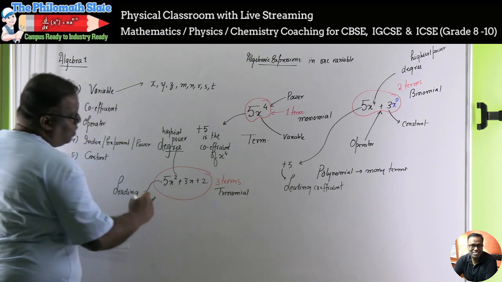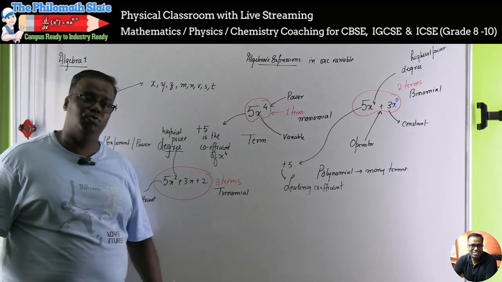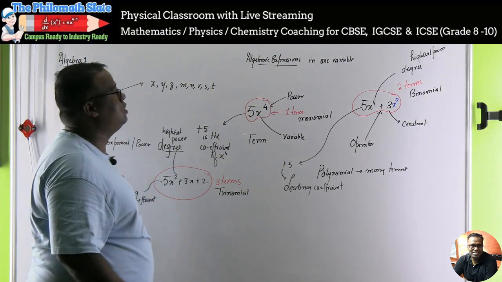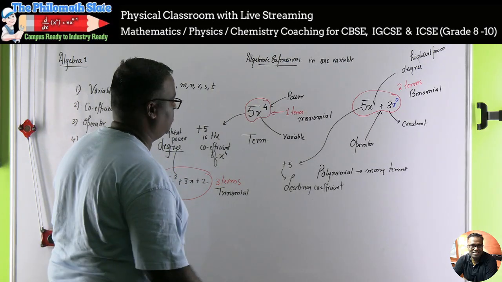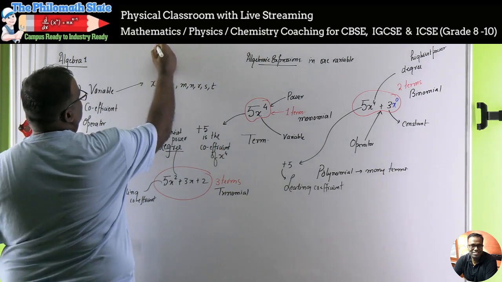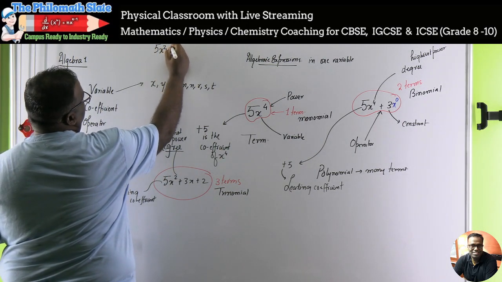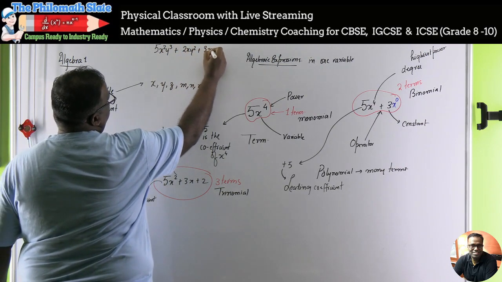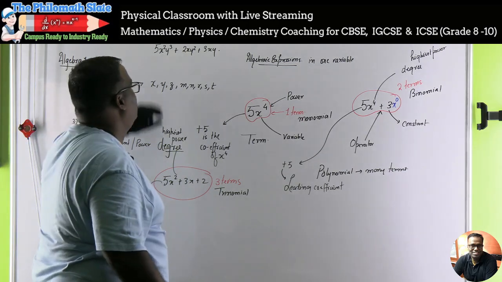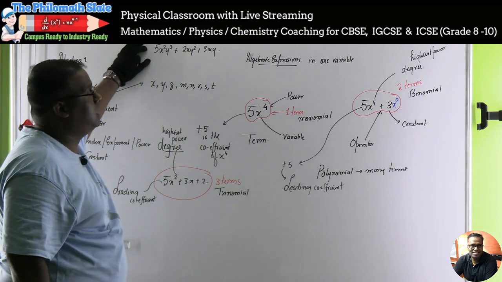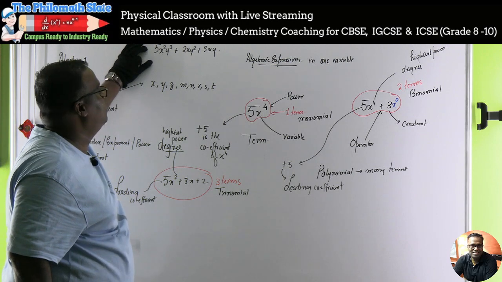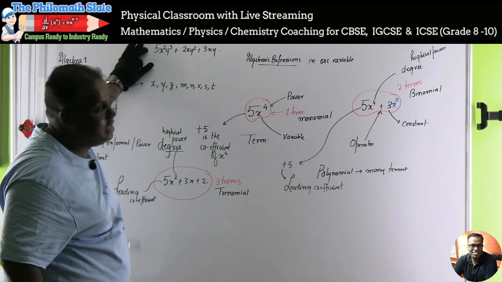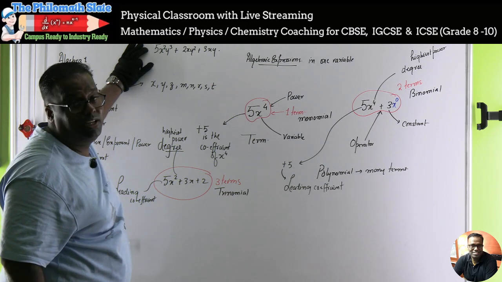Have you understood what is degree and what is leading coefficient? Suppose you have an algebraic expression in more than one variable. Let's say our algebraic expression is 5x square y cube plus 2xy square plus 3xy, and somebody asks me, what is this algebraic expression? I will say, it's a trinomial in two variables, and then somebody asks me, what is the degree?